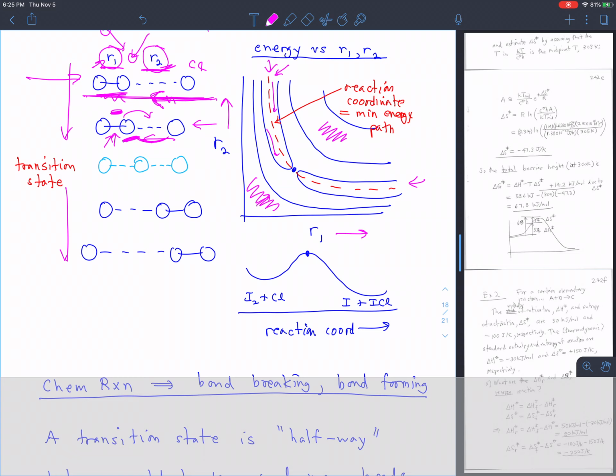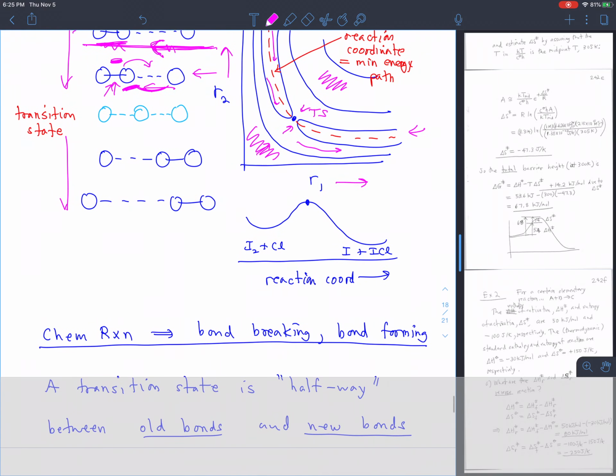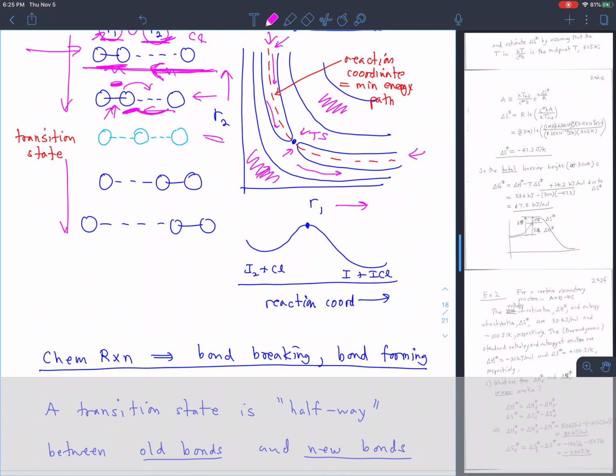As you move along the valley bottom, you're going to reach a region where, in order to go further, you've got to go uphill in energy, and eventually you reach a maximum, and then it goes back down in energy. That's the transition state on this two-dimensional energy diagram. Looking at the more physical picture, that's the point where this II bond has gotten very weak, but before the ICl bond has fully formed.